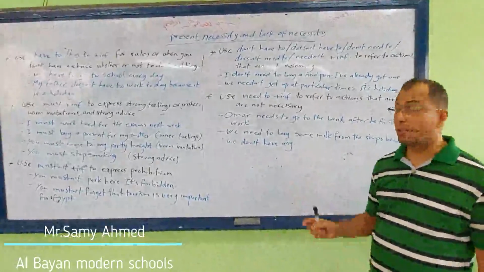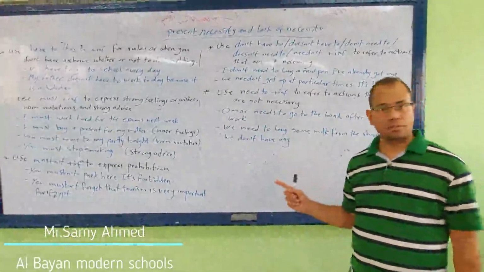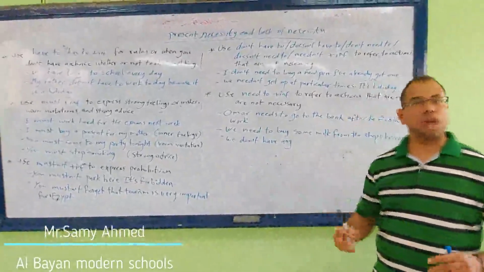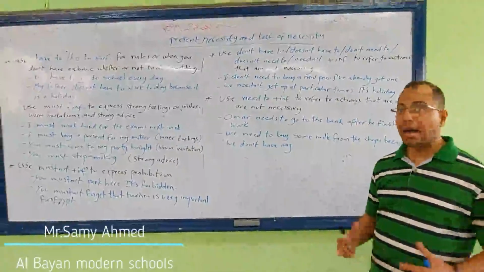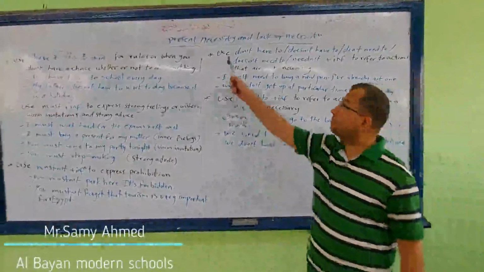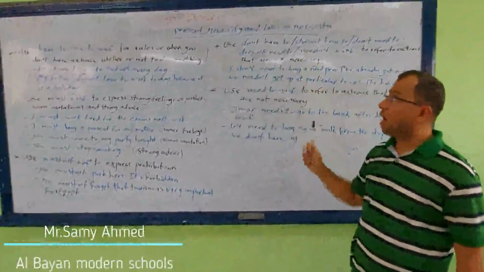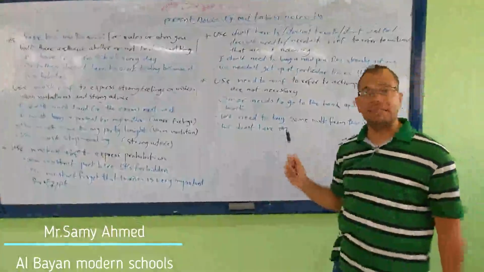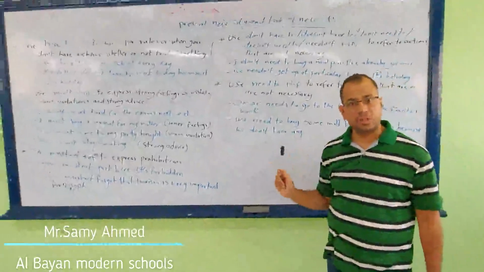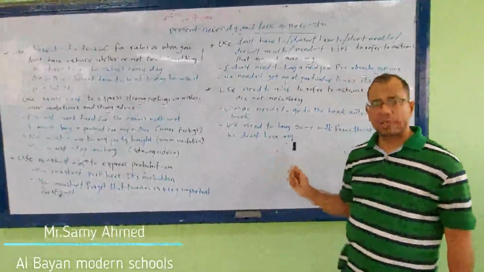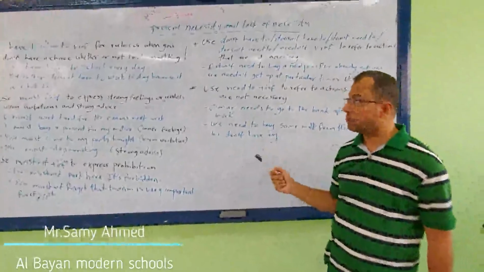This lesson we need a lot when we make a conversation or dialogues with people. How to express necessity in the present form and lack of necessity. How can we say this thing is necessary to do, or it's not necessary to do?